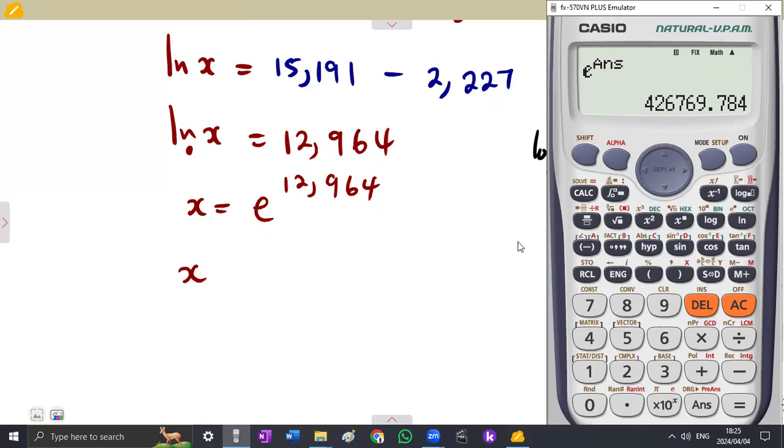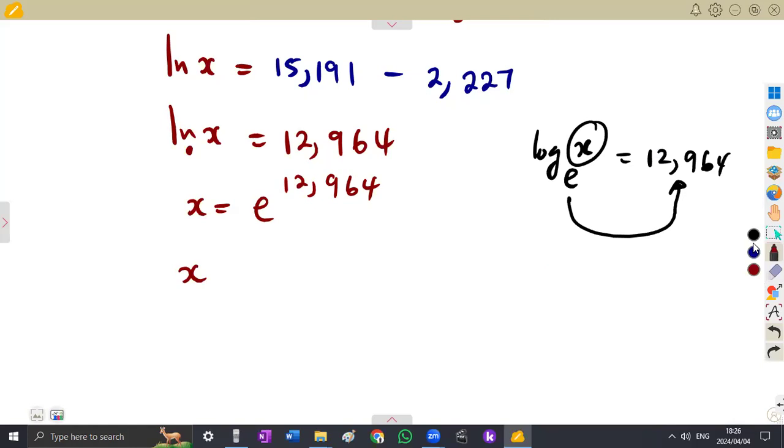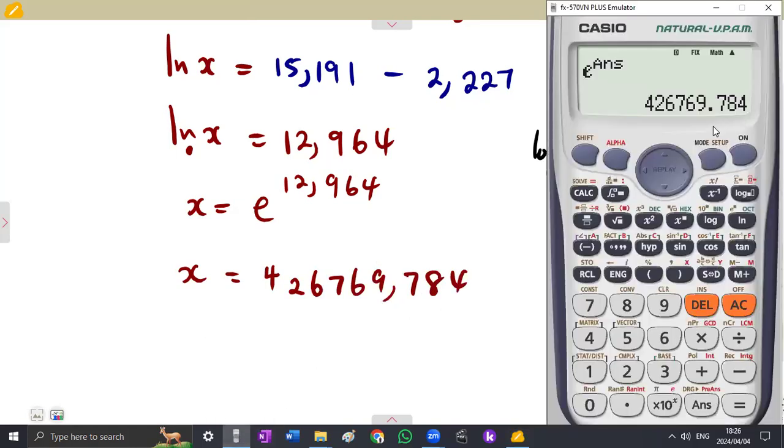It is because of those rounded off figures that we had previously. Whenever you have rounded off figures, your answer at the end is going to be affected. So this is going to give us 4267769,784. So this is what you're going to have at the end.